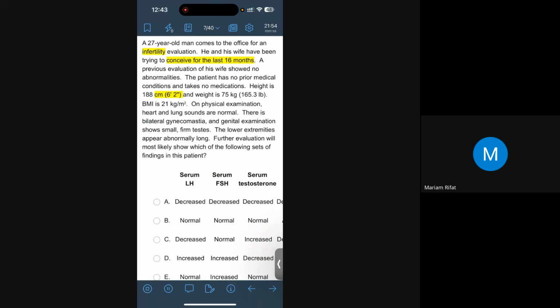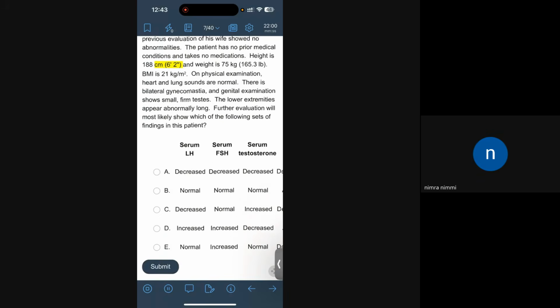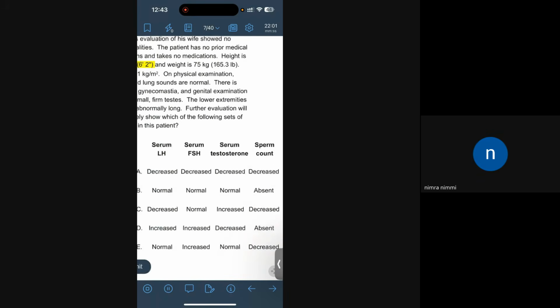Yes, that means the testosterone production is decreased. So FSH and LH are going to be high, and sperm count is also going to be decreased. It is going to be either decreased or absent.